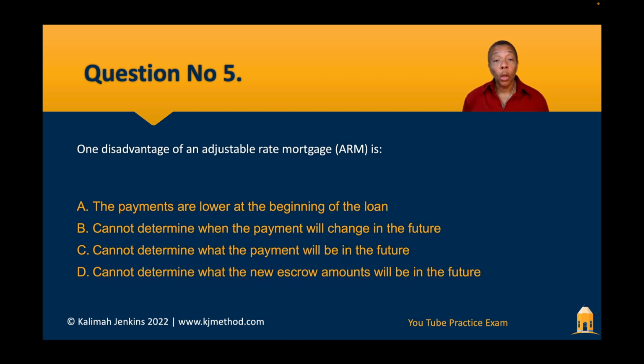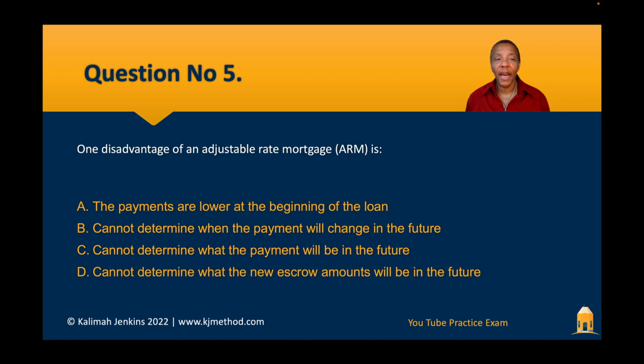The payments are lower at the beginning of the loan. You cannot determine when the payment will change in the future. You cannot determine what the payment will be in the future. You cannot determine what the new escrow amounts will be in the future. An adjustable rate mortgage. Which one is that? It's the mortgage that the rate on the mortgage adjusts. It could go up or down depending upon what index we're looking at. You guys remember that one? All right, so it adjusts up or down.